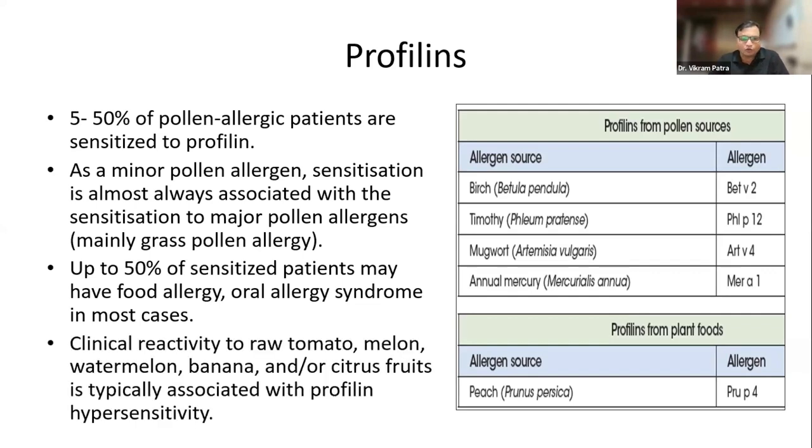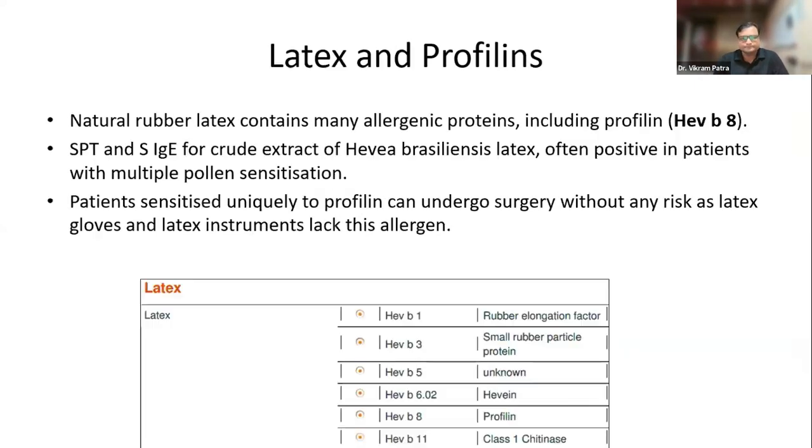Clinical reactivity to raw tomato, melon, watermelon, banana, and citrus fruits is typically associated with profilin hypersensitivity. So if a patient comes to us and speaks about allergy to these vegetables or fresh pulpy fruits, then we should always think that some underlying pollen allergy is going on, and this is the cross reactivity because of the profilins.